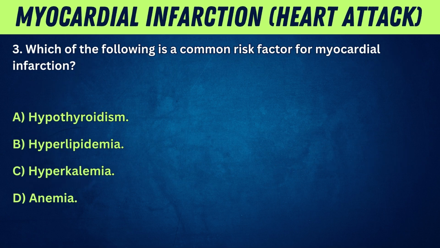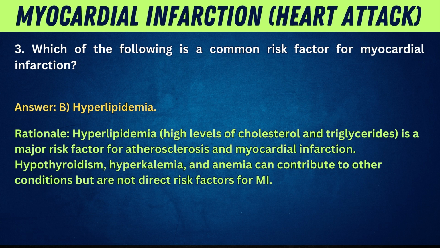3. Which of the following is a common risk factor for myocardial infarction? A. Hypothyroidism. B. Hyperlipidemia. C. Hyperkalemia. D. Anemia. Answer: B. Hyperlipidemia. Rationale: hyperlipidemia, high levels of cholesterol and triglycerides, is a major risk factor for atherosclerosis and myocardial infarction. Hypothyroidism, hyperkalemia, and anemia can contribute to other conditions, but are not direct risk factors for MI.